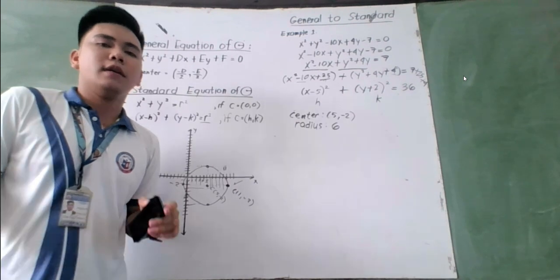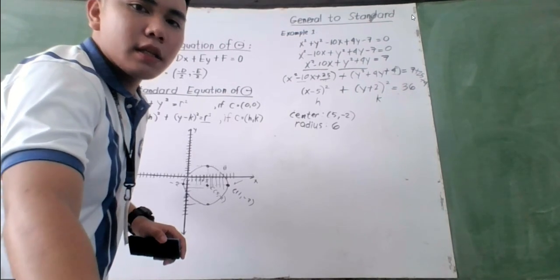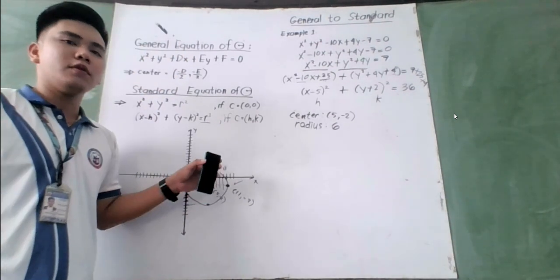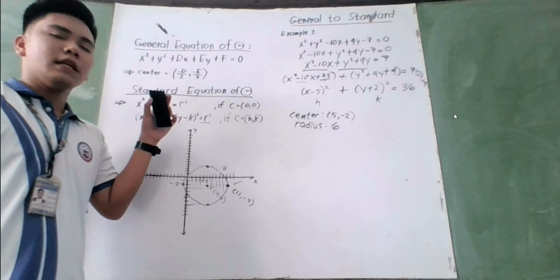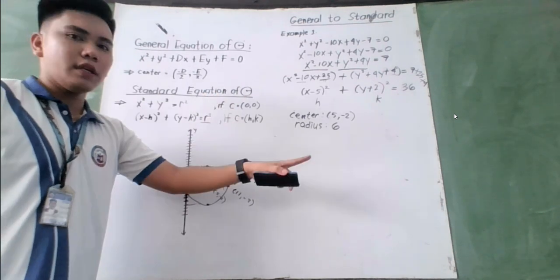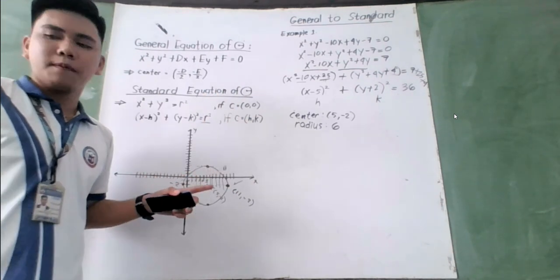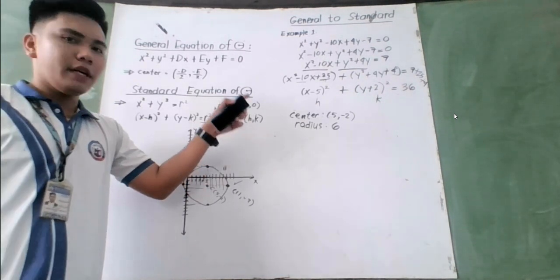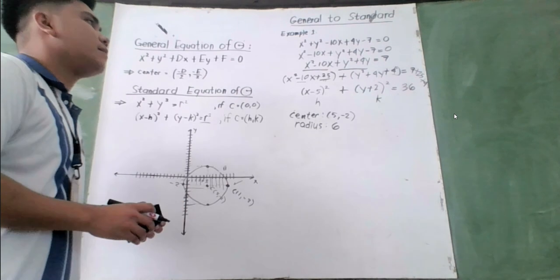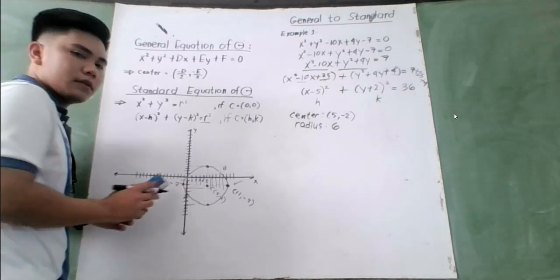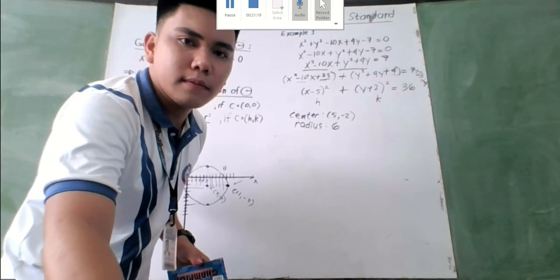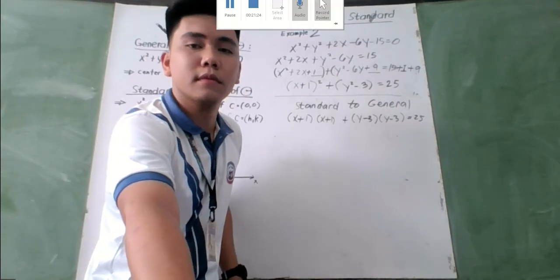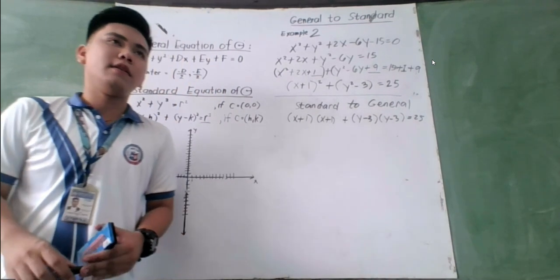So the question here, class, how can we transform the standard equation now to general? It is vice versa now. How to do it? Let us have another example. So this is now another example.